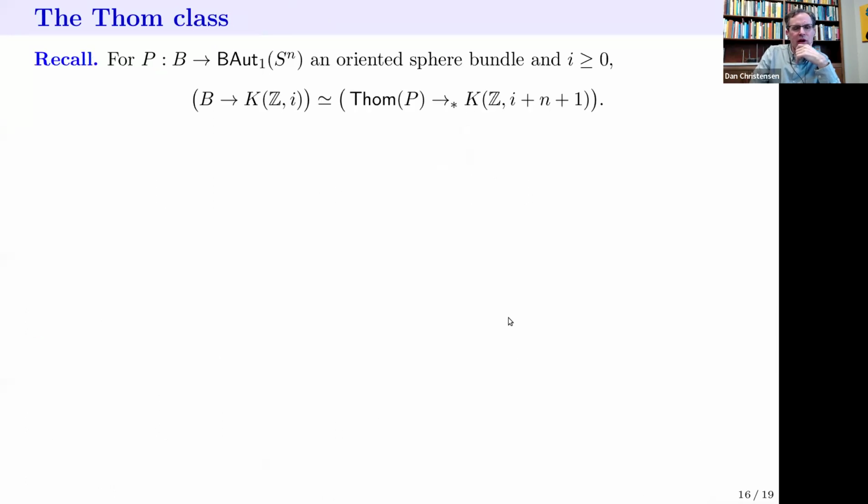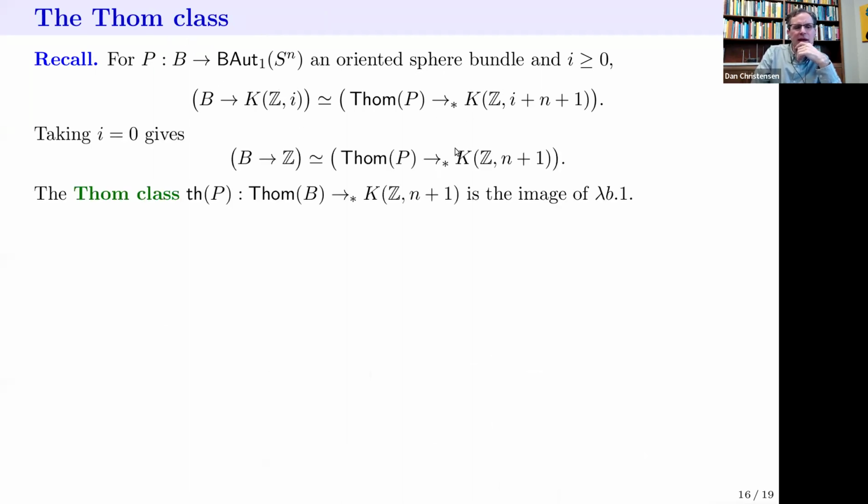Now, usually the Thom isomorphism is discussed using the Thom class, and we also have that. So the Thom isomorphism, I've repeated it right here. And if we take the case when I is 0, it's telling us that the maps from B to the integers is equivalent to the maps from the Thom space to KZ n+1. So I'm going to define the Thom class of P to be the element on the right-hand side that's the image of the constant map at 1 here. There's also a more concrete thing I can say, but for this talk, I'm going to say it that way.